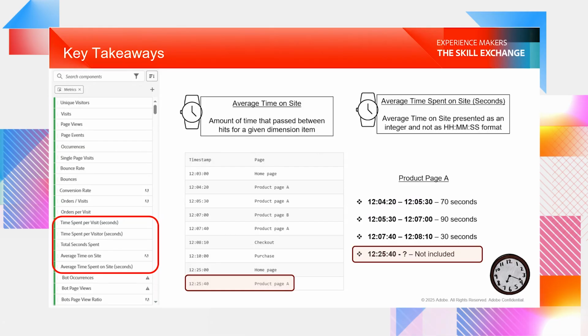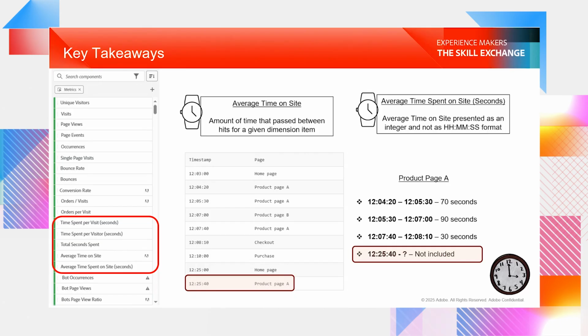So for our average time on site, we're going to take our first 3 interactions and get the average, which is 63 seconds. Whereas if we look at our average time on site in seconds metric, that puts it in a time-based format, so it'll say 1 minute and 3 seconds.